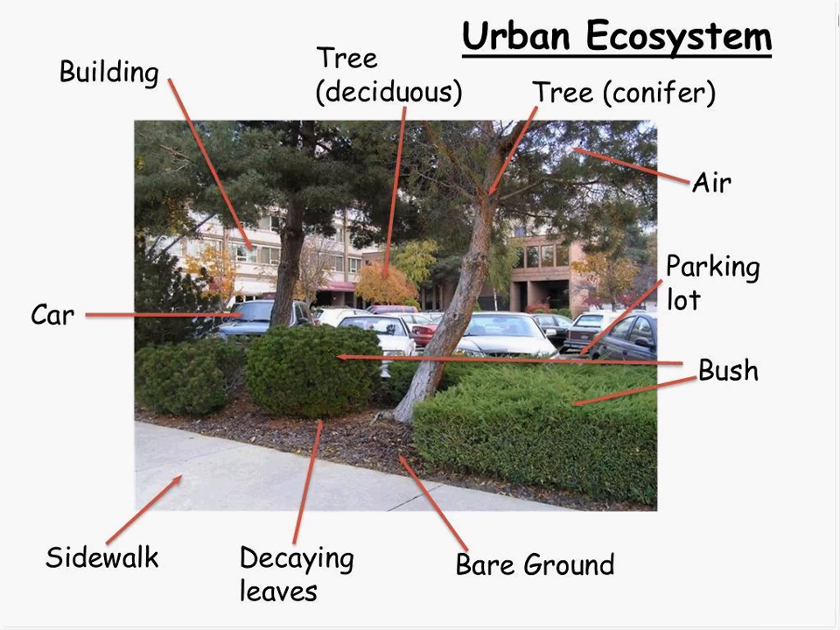So here we've labeled some of the parts, and maybe you've thought of different ones. So we have buildings, cars, sidewalks, decaying leaves, bare ground, bushes, parking lot, air, two different kinds of trees, deciduous and conifers. So those are the basic parts, and we want to just think about that as an urban ecosystem where those parts interact.